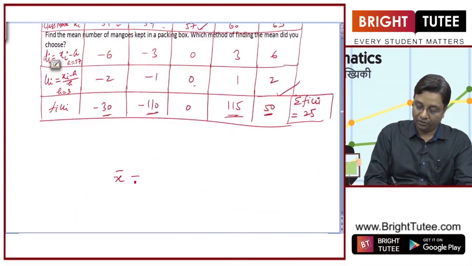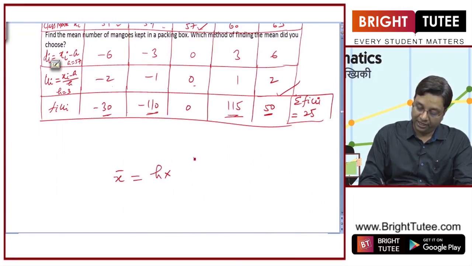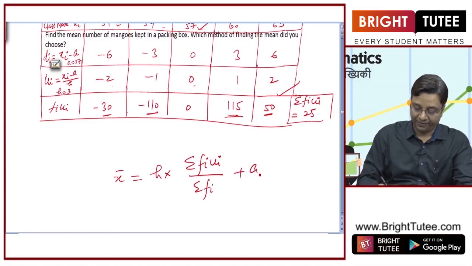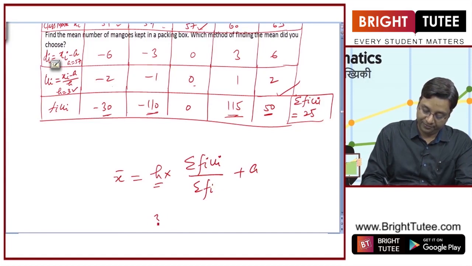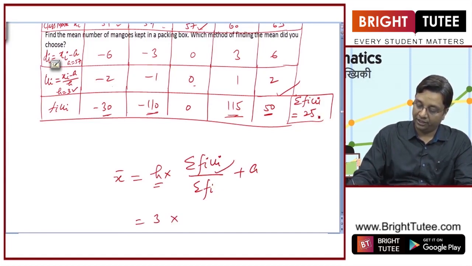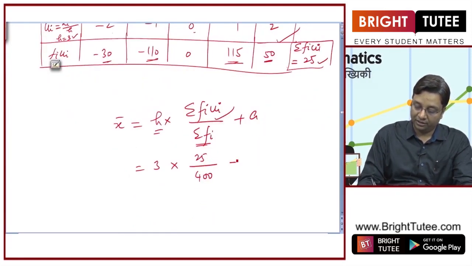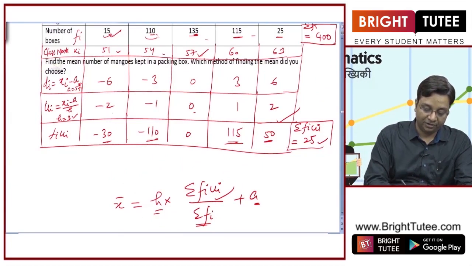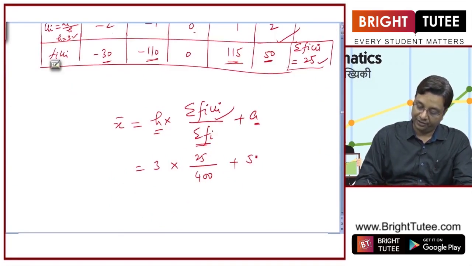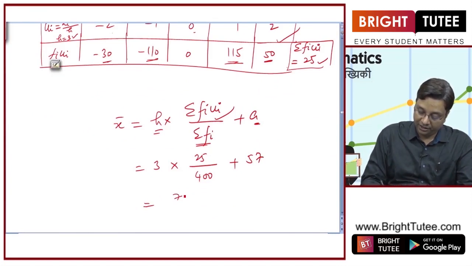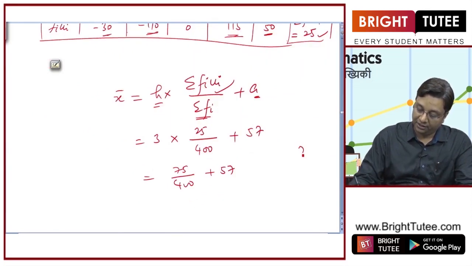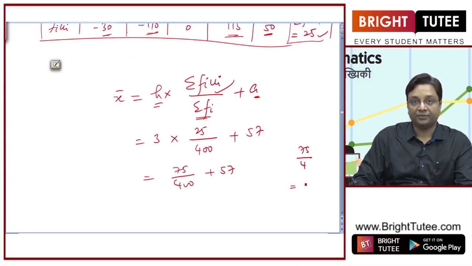Hence, the mean that we want here is h multiplied with sigma fi ui divided by sigma fi plus, then we add a. What is h? h is 3, into what is sigma fi ui? It is 25. What is sigma fi? We just calculated it as 400. And what was a? a was 57 in this case. So we'll add 57 finally. Okay, so this will give me 75 by 400 plus 57, and 75 by 4 is how much?